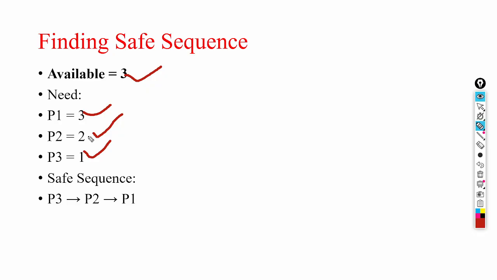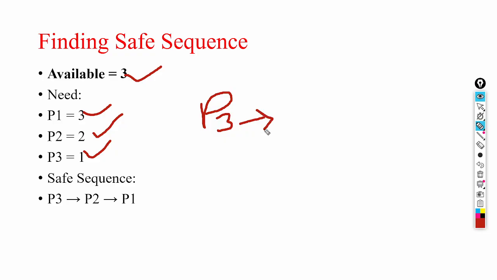After completion, P3 releases its resources. The available resources increase. Now P2 requires 2. Again, resources are released. Finally, P1 completes. So the safe sequence becomes first, which one is the smaller? P3.